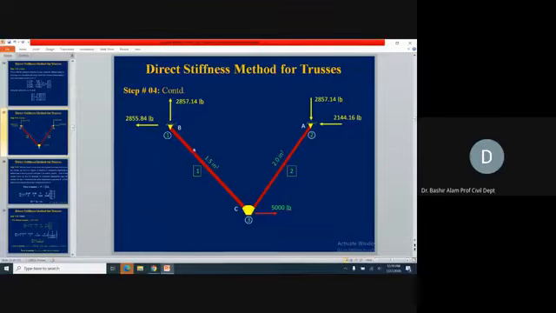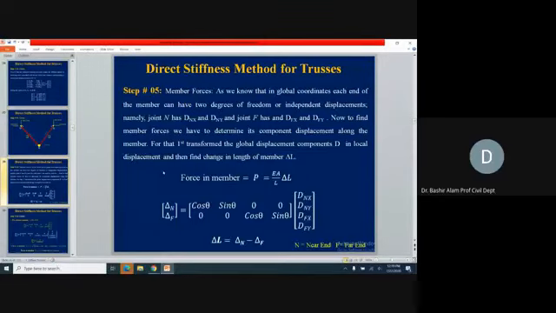But how do we do it with the direct stiffness method? For the direct stiffness method, we need to go through the transformation matrix, or rotation matrix as we call it. For the pin jointed frame, 2D frame, it will be cos theta, sin theta, 0, 0, 0, 0, cos theta and sin theta. Always this will be. From the simple geometry, you can prove this.